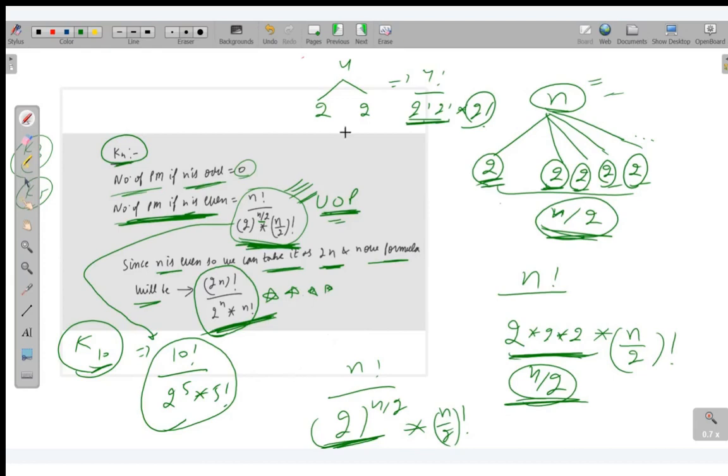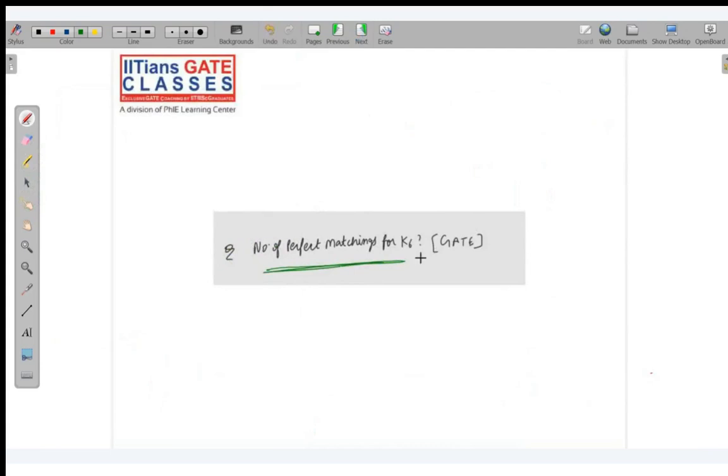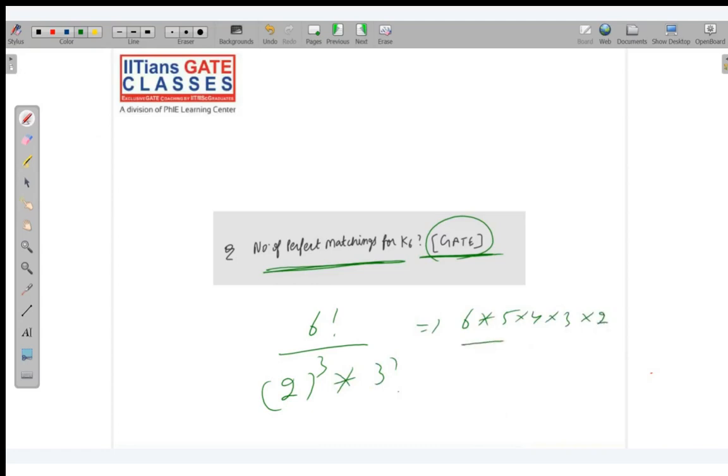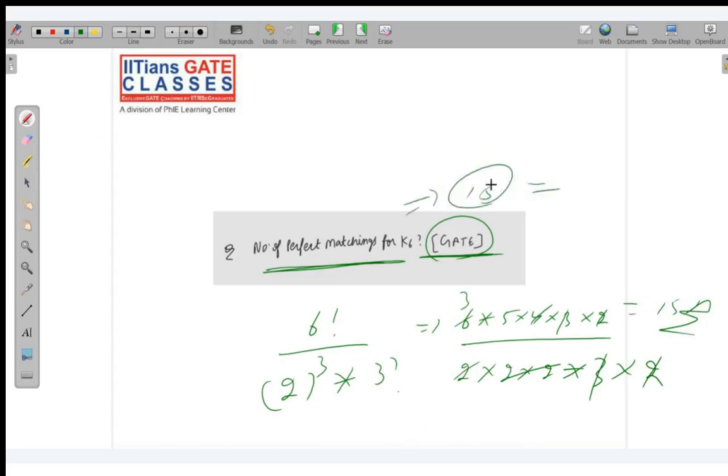Done. So number of perfect matching for K6. This is GATE question. So for K6, what I will say, 6 factorial divided by 2 power 3 into 3 factorial. So 6 factorial, 6 into 5 into 4 into 3 into 2 divided by 2 into 2 into 2 into 3 into 2. So 2 and 2 got cancelled, 3 and 3 got cancelled, this and this got cancelled. So 2, 3, so 15 is my answer. So number of perfect matching for K6 is 15. This is your GATE question.